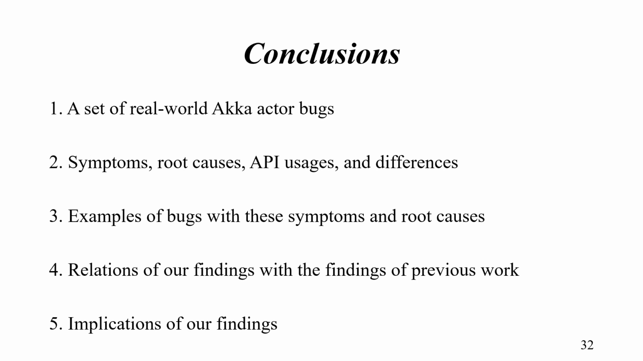To summarize, in this work, 1. We construct a set of real-world actor bugs from Stack Overflow and GitHub. 2. Identify and classify their symptoms, root causes, API usages, and differences. 3. Present examples of bugs with these symptoms and root causes. 4. Study the relation of our findings with the findings of the previous work. And 5. Discuss the implication of our findings.